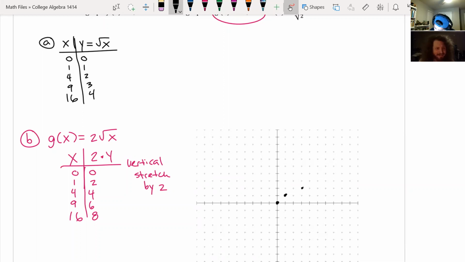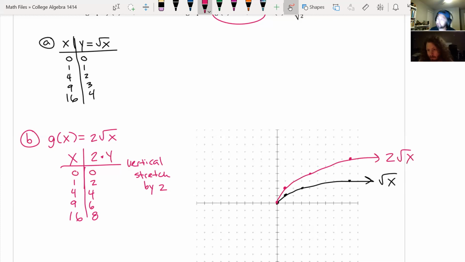Four, 2, and then 9 and 3. Here's the square root of x. And then we do the stretch. And we got 0, 0, 1, 2, 4, 4, 9, 6. 3, 4, 5, 6. There we go. And here's our vertically stretched graph by 2 units.